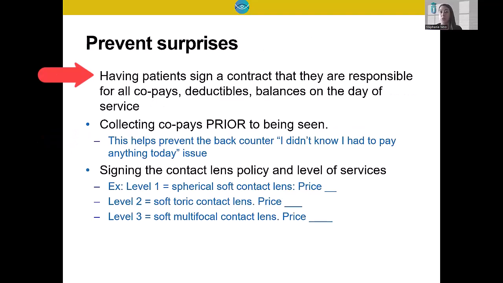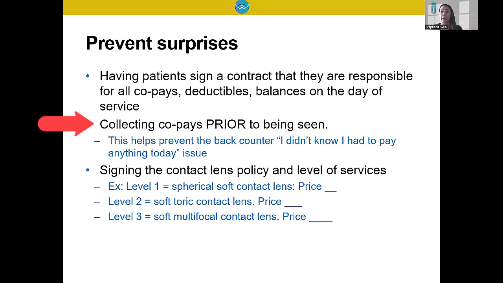Another tip I like to always give is preventing surprises. So having patients sign a contract or something when they first check in and making them aware that they are responsible for any co-pays, any deductibles, any balances, and they are due on the day of service. Another thing I always recommend is collecting co-pays prior to being seen.